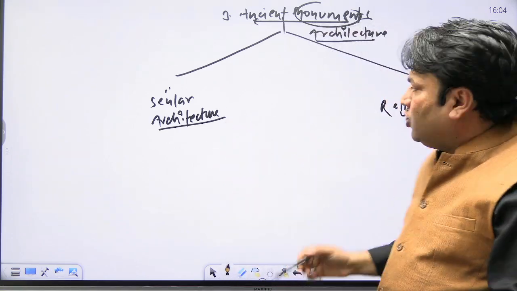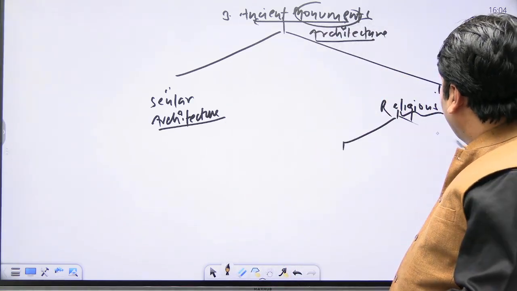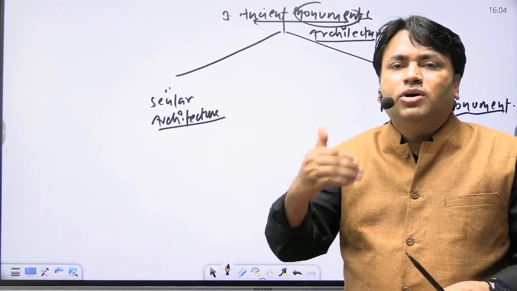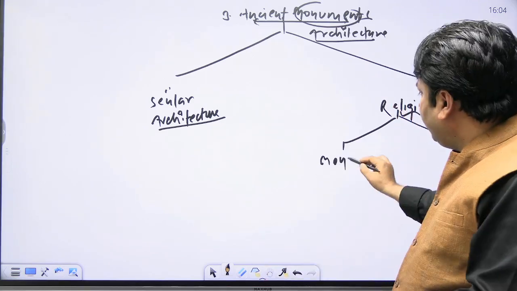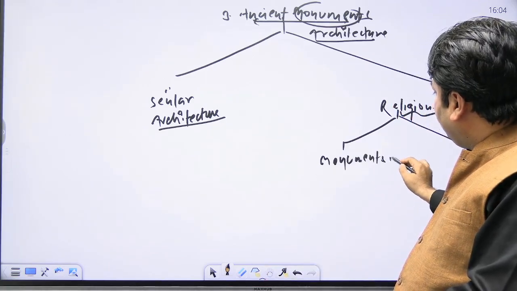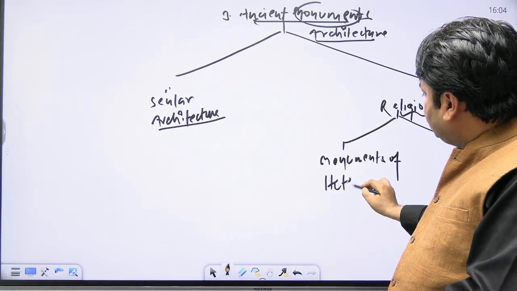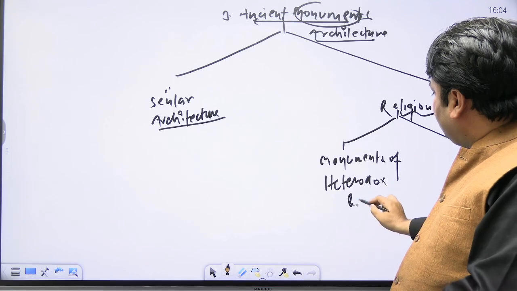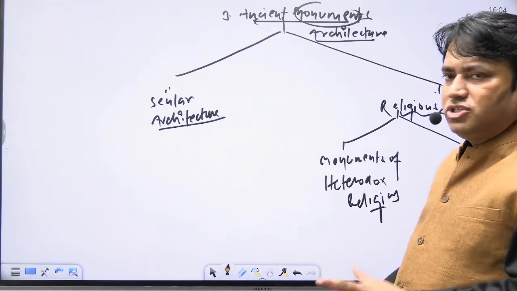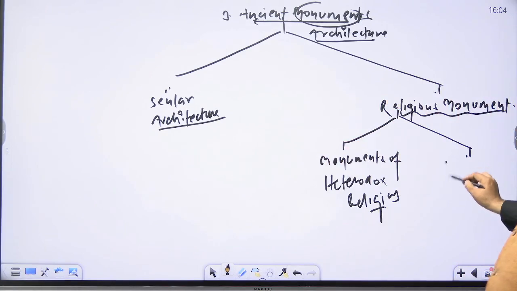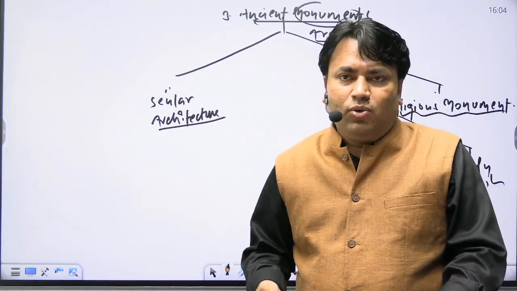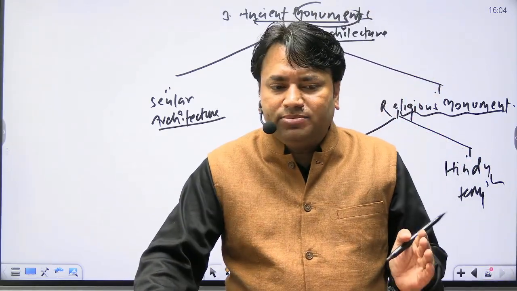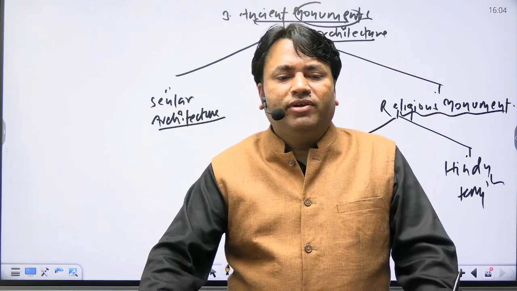And in religious monuments also you can divide it into two parts. One is the monuments of heterodox religions like Buddhist stupas and all this, right? The monuments of heterodox religions like Buddhist stupa, and the second is Hindu temples. So this topic we will discuss in detail in our classes, but here I will give you a brief outline, because it has been included in the very first chapter, that's why we are discussing.